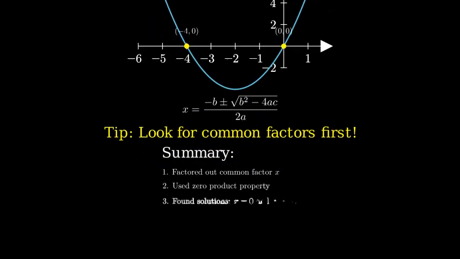In summary, we solved x squared plus 4x equals 0 by factoring out x using the zero product property and found two solutions: x equals 0 and x equals negative 4. We verified our solutions algebraically and visualized them on a graph.